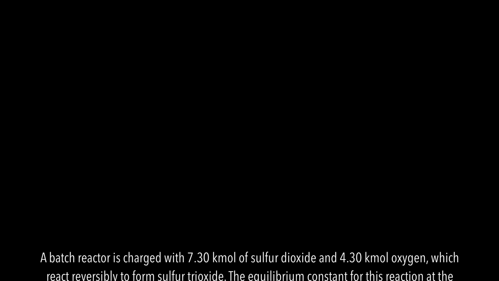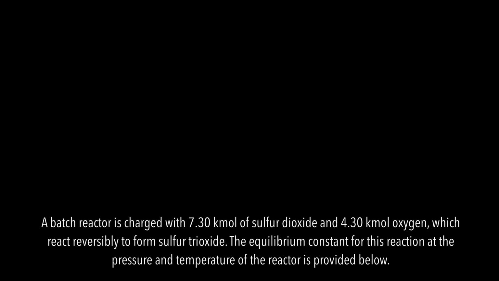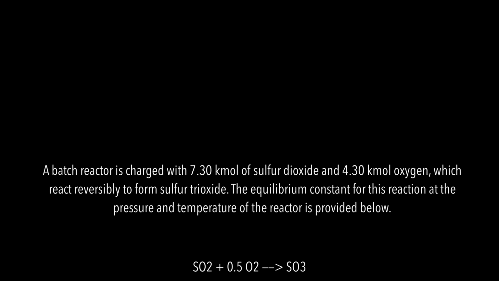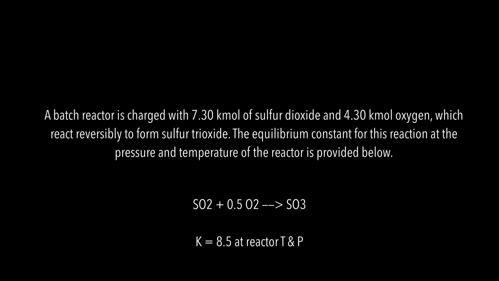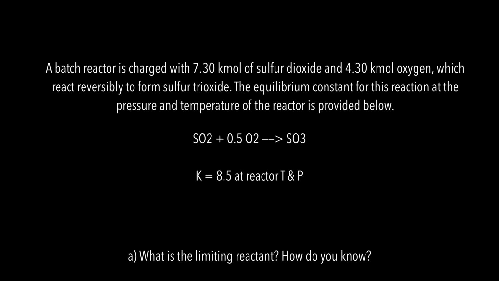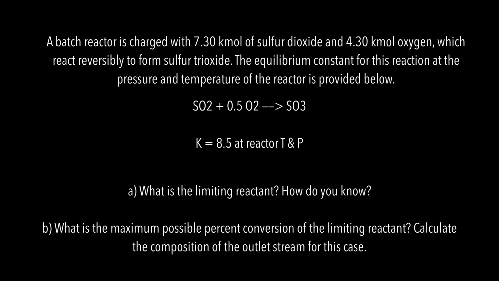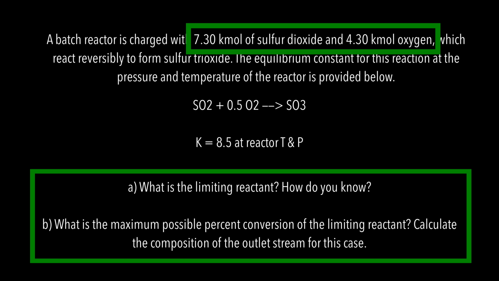We have a reversible reaction, or equilibrium reaction, in a batch system receiving this amount of moles of oxygen and sulfur dioxide, and it will react to make sulfur trioxide. We are asked to find which one is the limiting reactant and what is the maximum percent conversion, in addition to the outlet stream in this case.